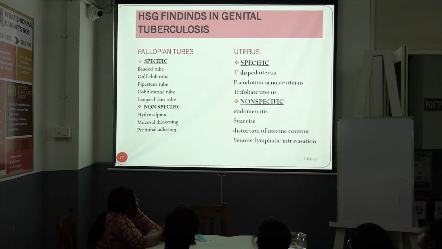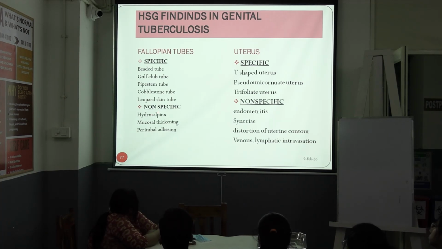So HSG findings in case of genital TB, this is very important. The specific findings you will get in case of genital TB are beaded tube, golf club tube, pipe stem, cobblestone appearance, and leopard skin tube. These names you have to remember and identify each of them in HSG. These are very important. Whatever happens, this will be asked. The cobblestone appearance of the tube, beaded tube, golf club tube.